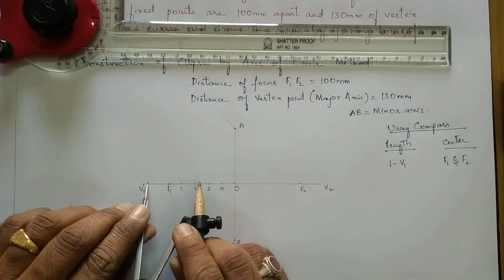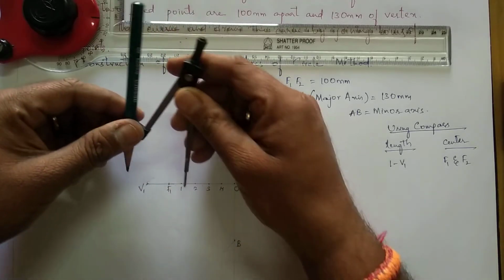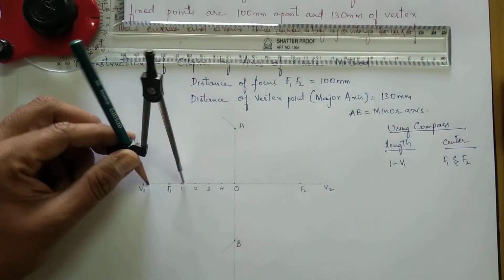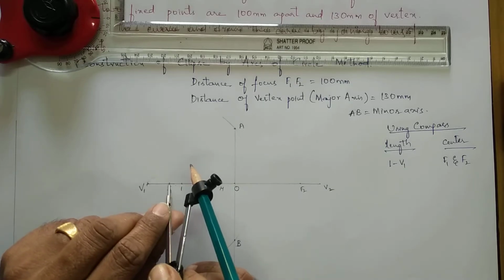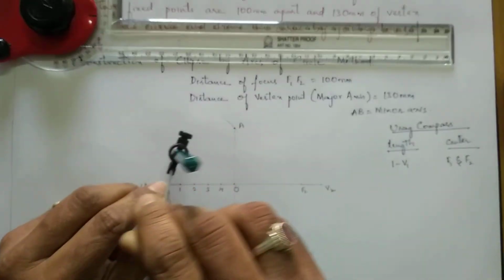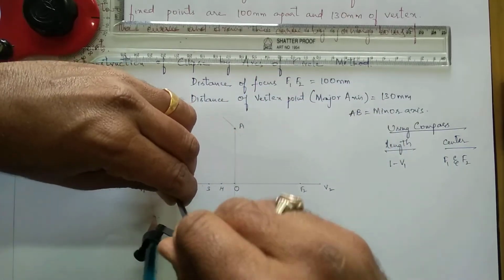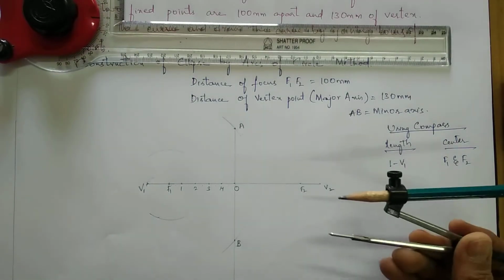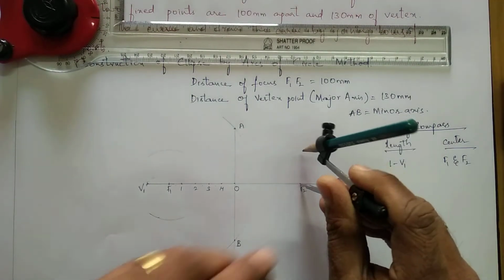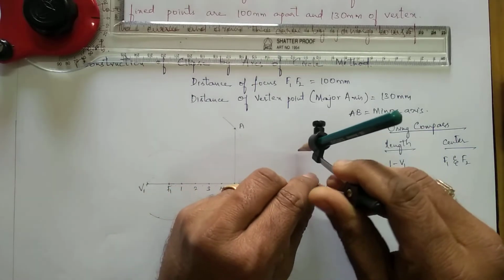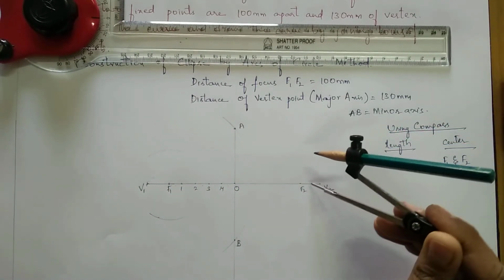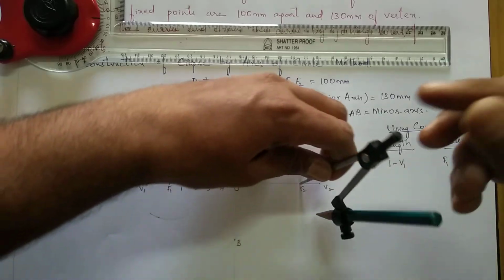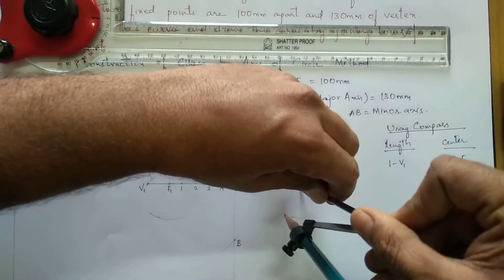So here, from 1 to V1 length, F1 as a center, draw an arc above and draw an arc below. Repeat the same procedure on the other side also. F2 as a center, without disturbing the length, 1 to V1 length you should not disturb, and draw an arc above, draw an arc below.